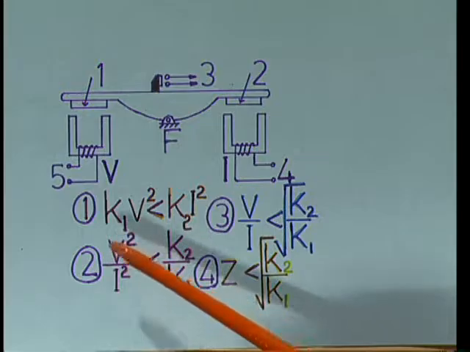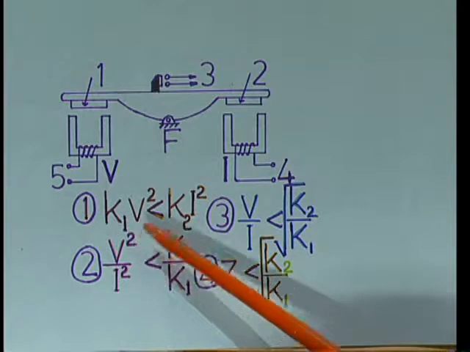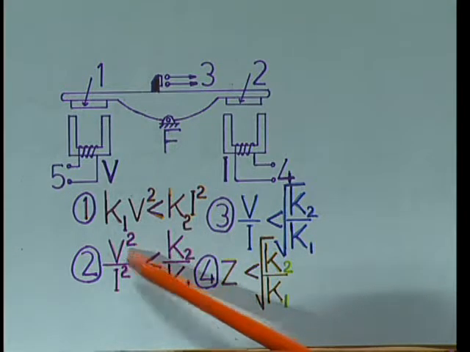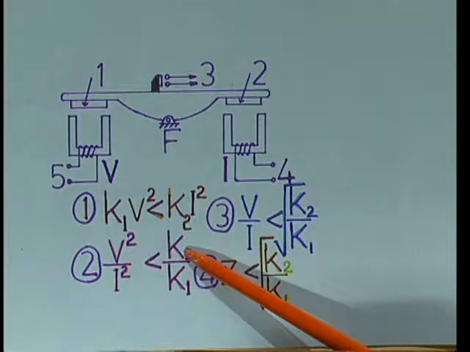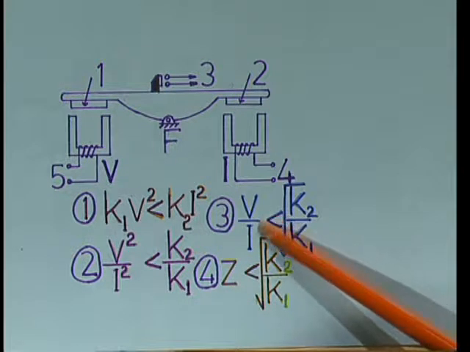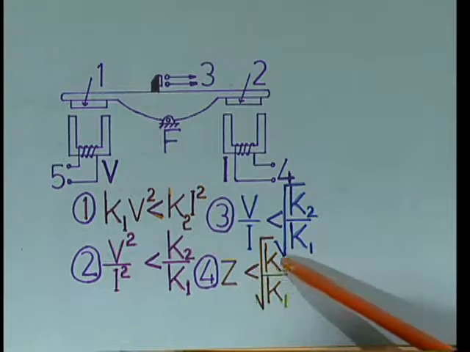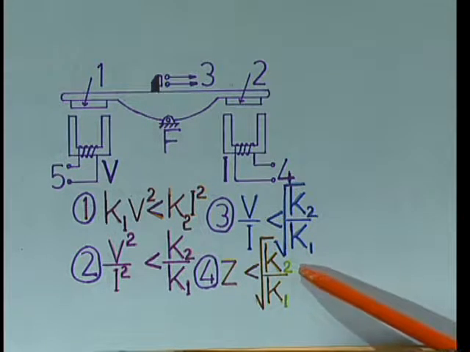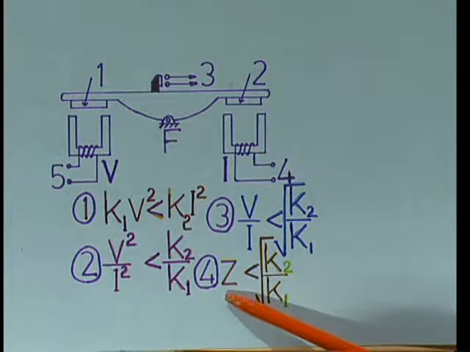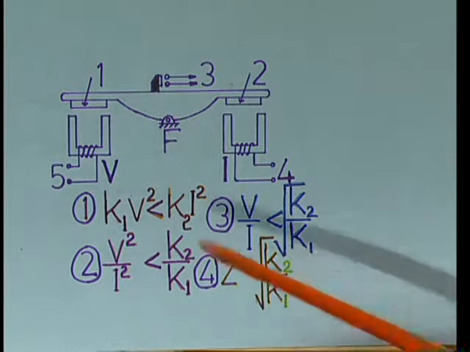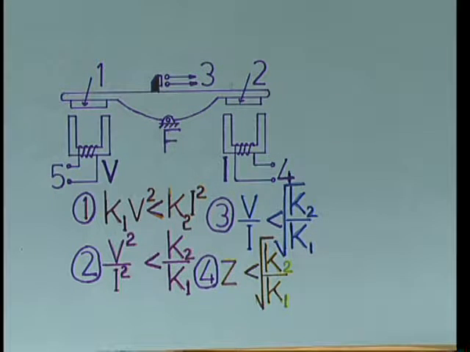So the relay operates when K1 V square, that is the pull, is less than K2 I square. That means V square by I square is less than K2 by K1, and V by I is less than K2 by K1, that is Z is less than K2 by K1. So K2 by K1 is the predetermined value. Thus under fault conditions the impedance is less than the predetermined value. Then the relay operates, and it operates the circuit breaker which disconnects the faulty section. Like this the relay works.